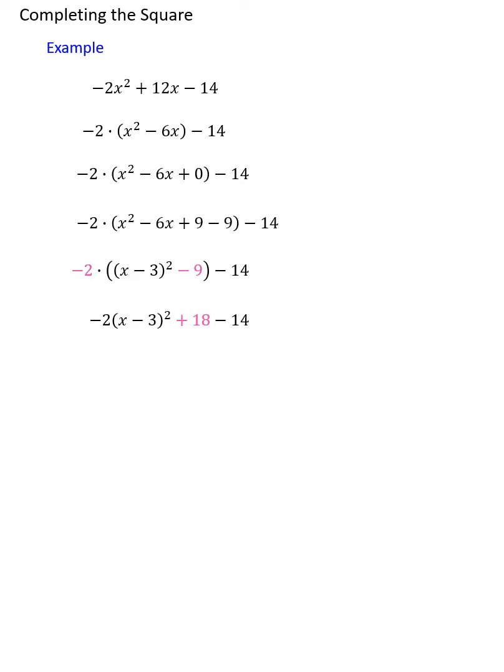You may notice when I redistributed the -2, it multiplied by the -9 to give me +18. And now I can combine the terms that are outside of the parentheses, and I now have a completed square format.